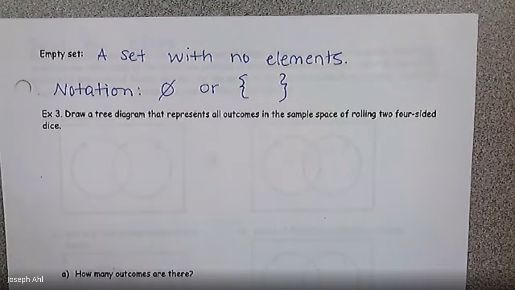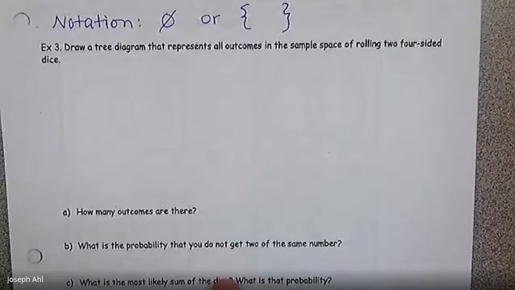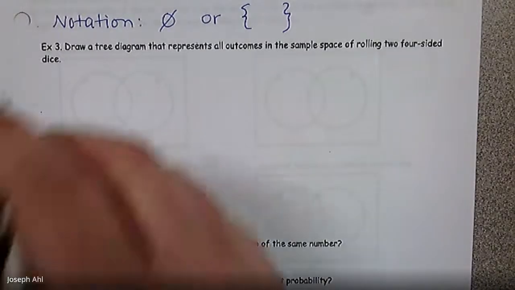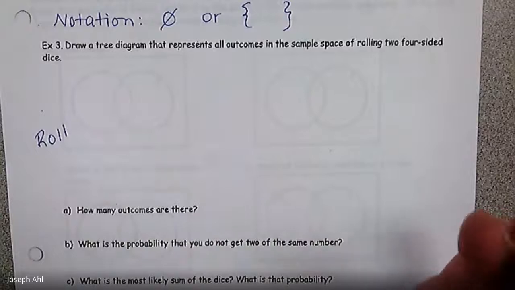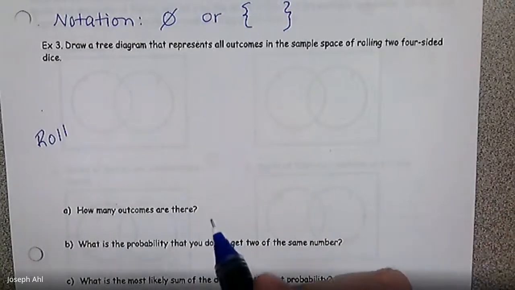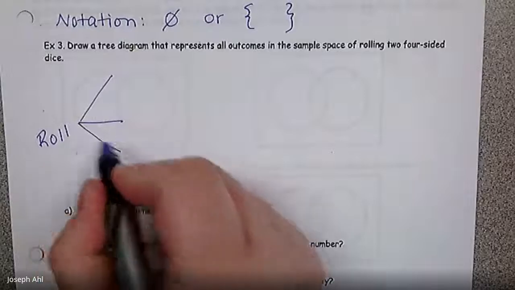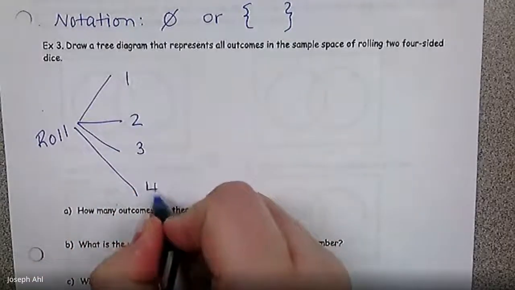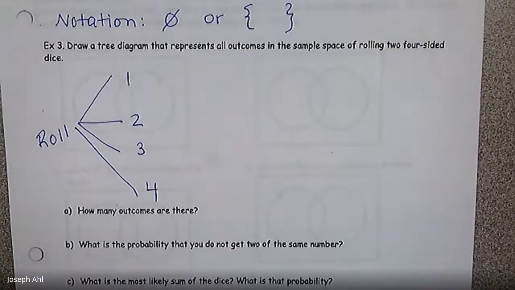Moving on to example 3, draw a tree diagram that represents all the outcomes in the sample space of rolling 2 4-sided dice. So we're going to roll 4-sided dice, which I realize we're typically used to seeing 6-sided dice, but for this example, we'll think of it as a 4-sided die. All right. So when you roll it, you can get a 1, a 2, a 3, or a 4 the first time on the first die.